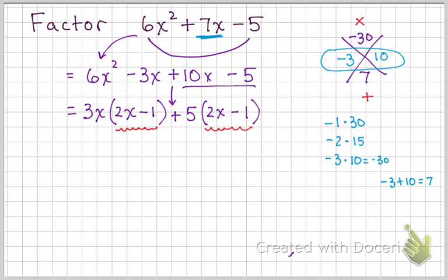Here's our final answer now. We just write whatever's inside the parentheses down one time. And then what are we missing from the first term? The 3x. And from the second term, plus 5. And that's our answer.